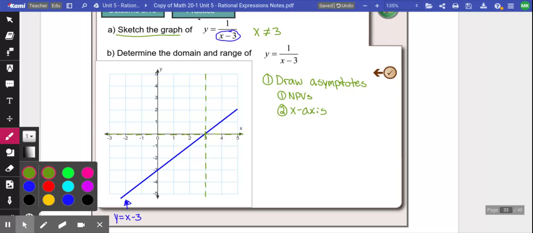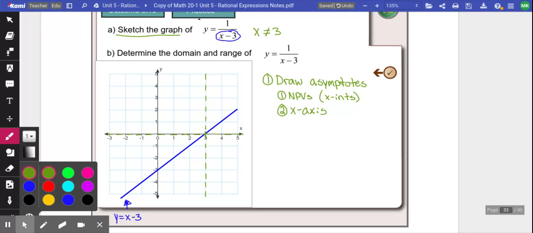You'll also notice, just for fun, your NPVs, if you look at your linear function or the original function, are also the x-intercepts. Right, so it just so happens that NPVs are x-intercepts of the original thing, if you were to graph the other side of it.